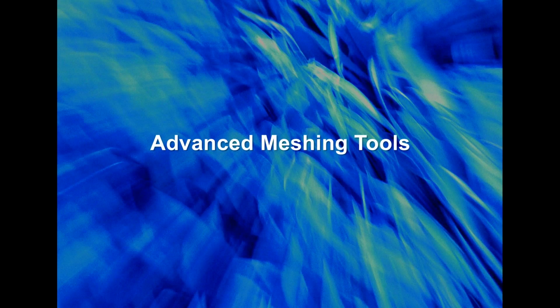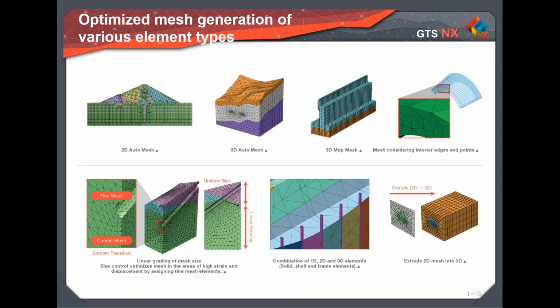Advanced meshing tools. MIDAS GTS NX provides you with various meshing options, let it be 2D auto mesh, 3D auto mesh, or 3D map mesh. You can even consider size control, and you have the option of creating a 2D mesh frame and extruding it into a solid. So all kinds of meshing options, with manual control of course, are present in MIDAS GTS NX.